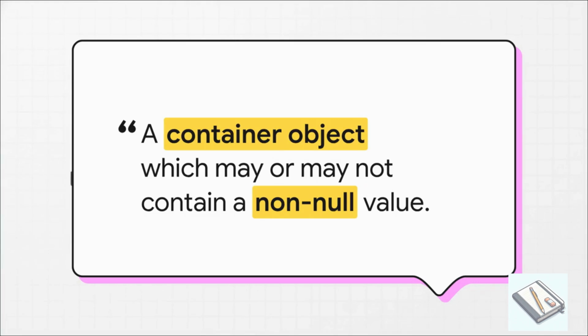If there's one big takeaway here, it's this. Optional shifts null handling from unsafe direct access to controlled value handling. We are entirely taking the guesswork out of missing data. Instead of crossing our fingers, we're interacting with a solid structure that forces us to deal with both the presence and the absence of data right up front.